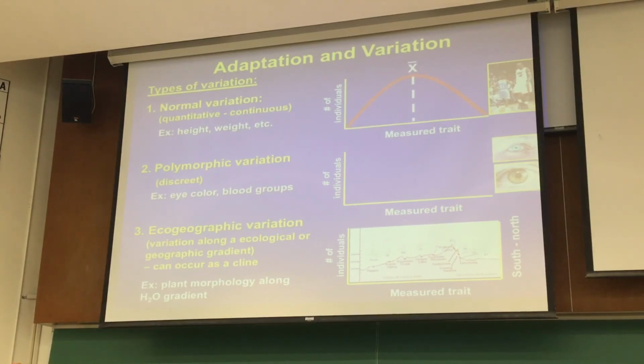So that's the first type of variation we see. I can do that for anything: space between your eyes, length of your pinky finger, length of your femur bone, your humerus, whatever it might be. They're going to plot out like this.